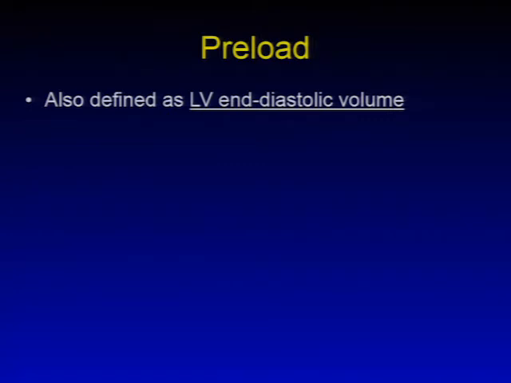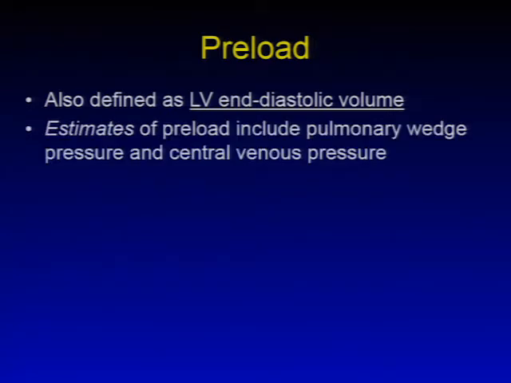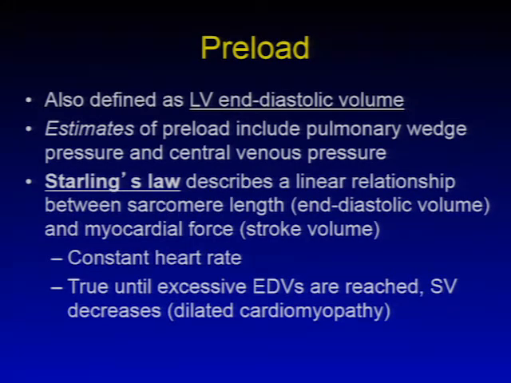Preload, I'll describe a little bit more. It's also defined as LV end diastolic volume. Estimates of preload, we can look at a pulmonary arterial or pulmonary wedge pressure, or we more typically think of it in terms of central venous pressure. Starling's law describes the relationship between preload and contractility, or sarcomere length.